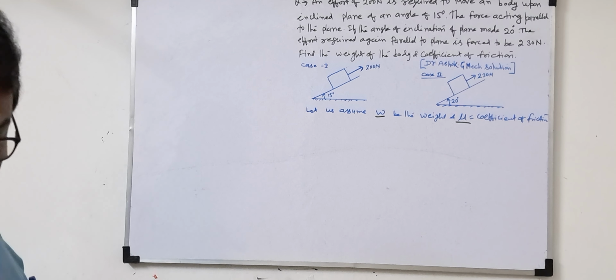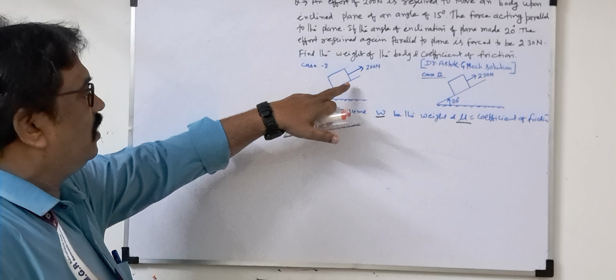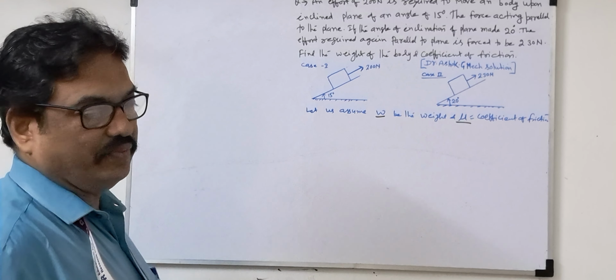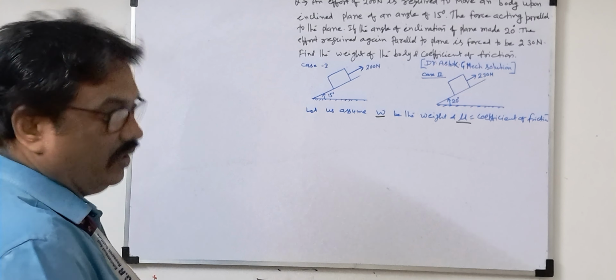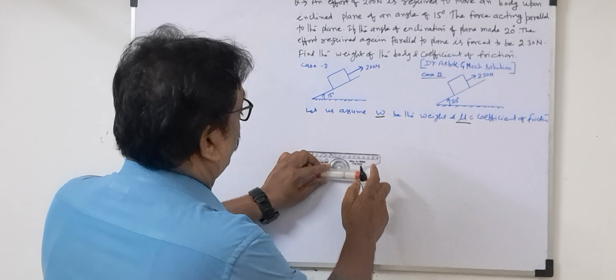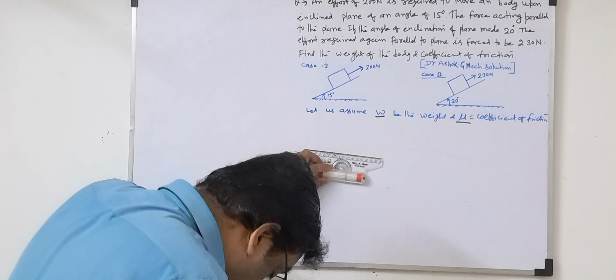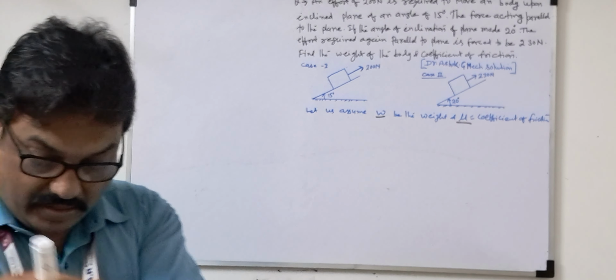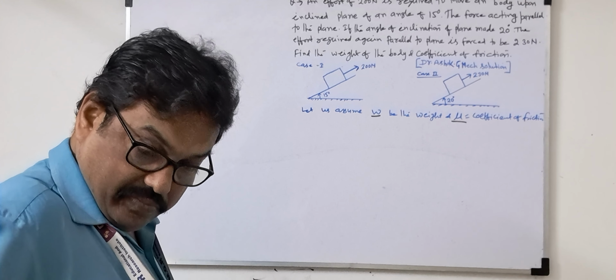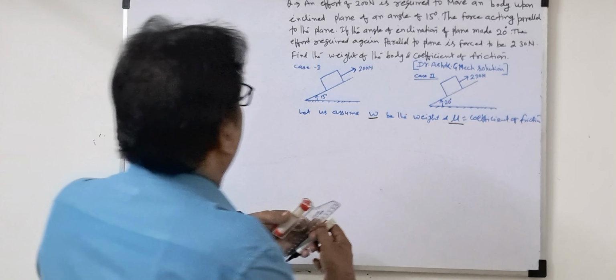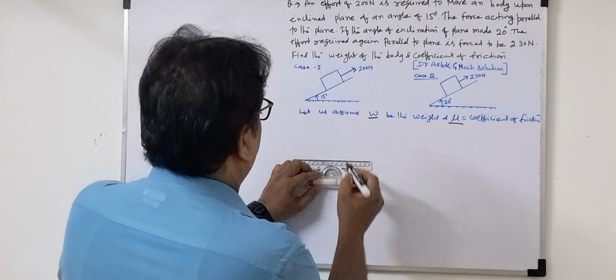Okay, now this is the given problem and the given diagram. Now we'll draw the same diagram as a free body diagram, for both cases. Once you know the free body diagram, almost all our work will be over. So free body diagrams we are going to draw. The same diagram first we'll draw.